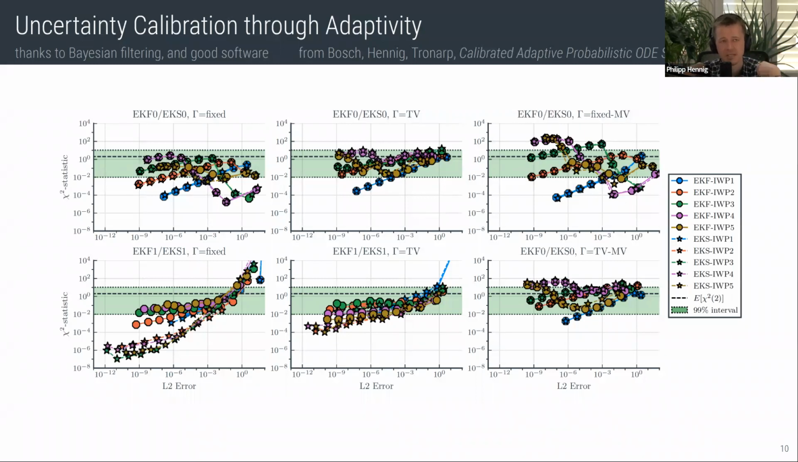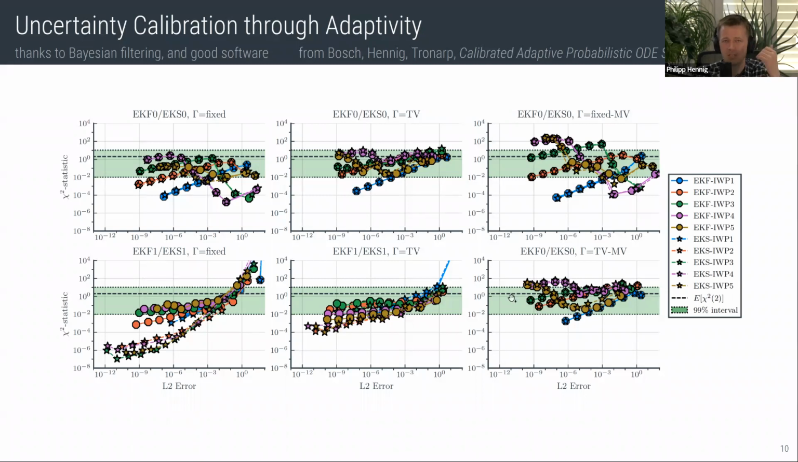And the green region is a 99% confidence interval. So ideally, all of these lines should be in this green region. And what you see here is 6 different plots that correspond to 6 different ways of implementing these methods. And there's, of course, a sequence here where you increasingly do more and more to get them better calibrated. That's the story of that paper. So at the end, the bottom right plot is the one you want to look at. You can see that these solvers are arguably relatively well calibrated.